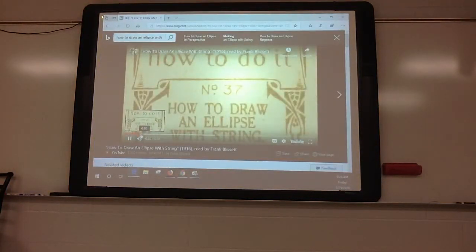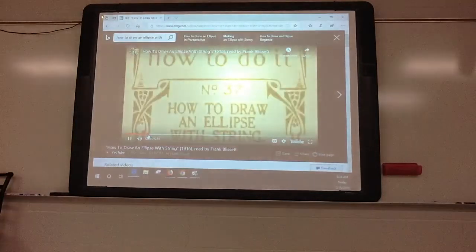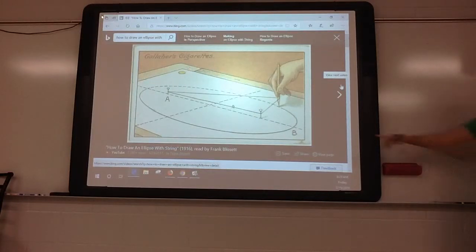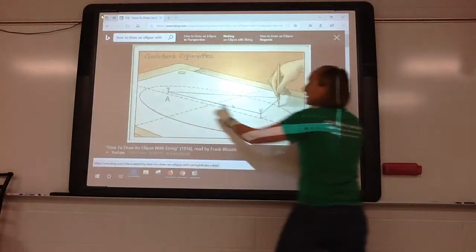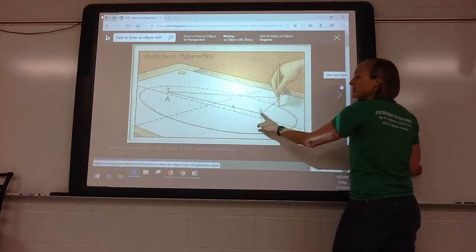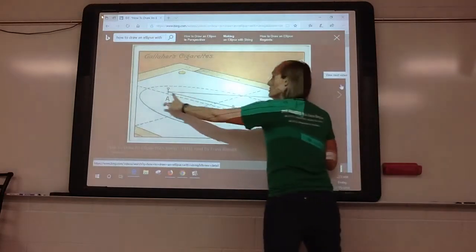We don't necessarily need the list for this. I just want to show you guys. If you watch this, how to draw an ellipse with a string, if you look at this, you see the little points. Those are the two foci. So this is a foci and this is a foci. If you draw a string around it, then that means that this distance plus this distance is always going to be the same, because that distance doesn't change.